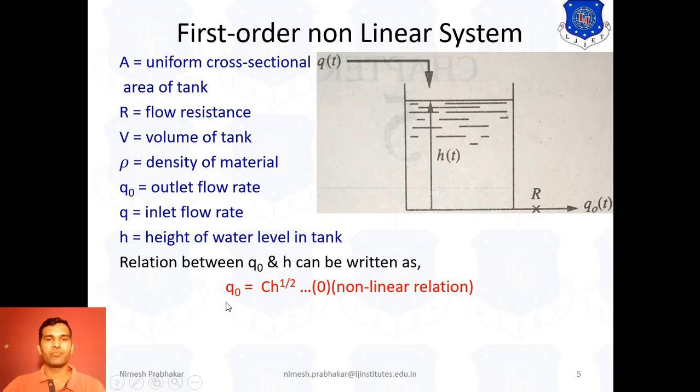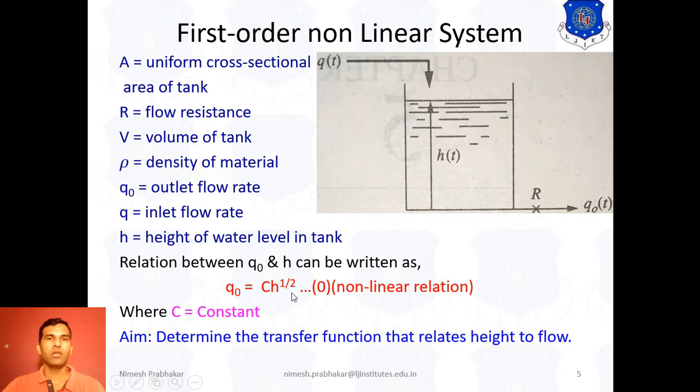In the previous lecture we discussed the linear relation, in which Q0 is equal to H by R. That means H and Q0 are linearly proportional. But here Q0 and H do not satisfy the linear property. Here Q0 is proportional to the square root of H, and C represents the constant.